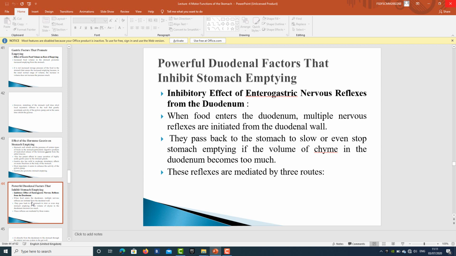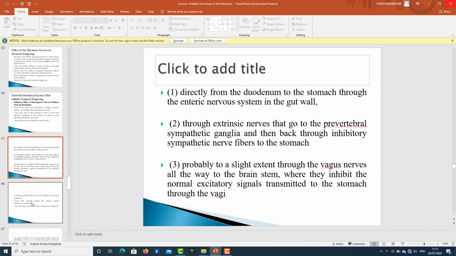They pass back to the stomach to slow or even stop stomach emptying if the volume of chyme in the duodenum becomes too much. These reflexes are mediated by three routes. First is directly from the duodenum to the stomach through the enteric nervous system in the gut wall.